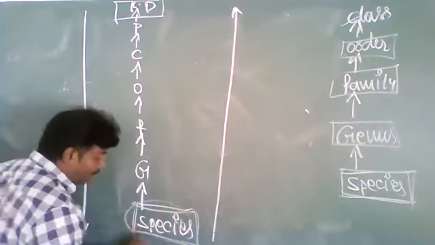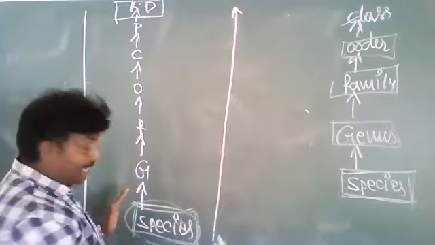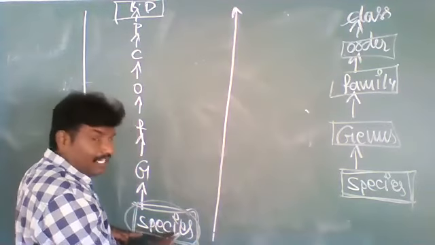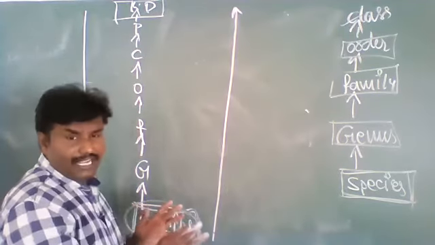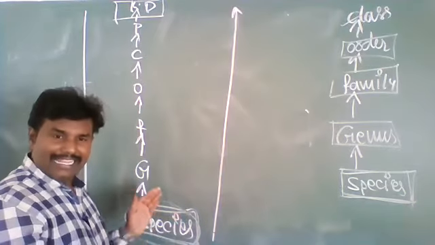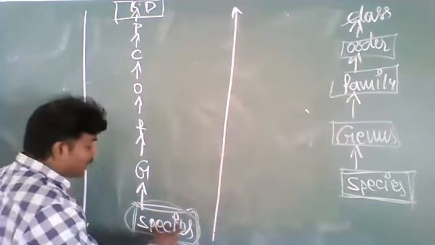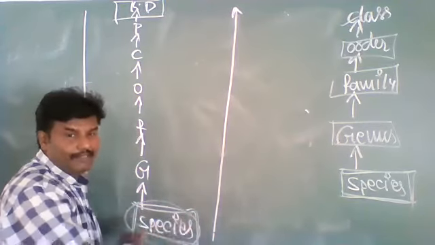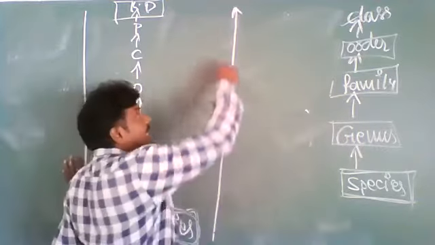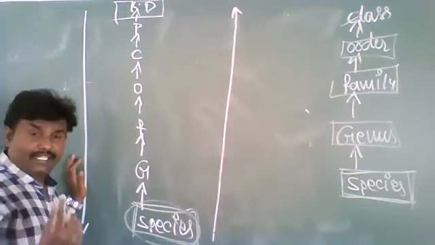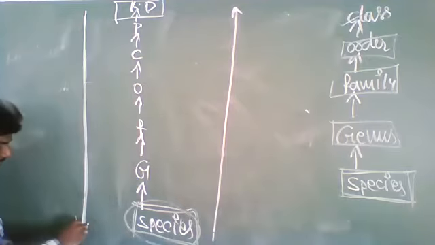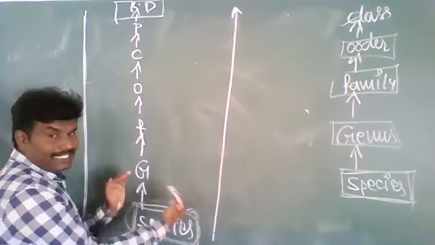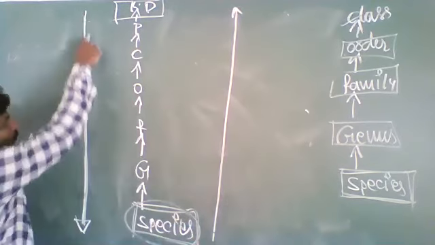Here, in between species, the number of common characters are more. So in between the organisms, the relation is more, and similar characters are also more. The resemblances in between the organisms are more. That's why it is ascending order. But the number of living organisms is decreasing. Species, genus population is less. That's why from upside to downside, it is descending.